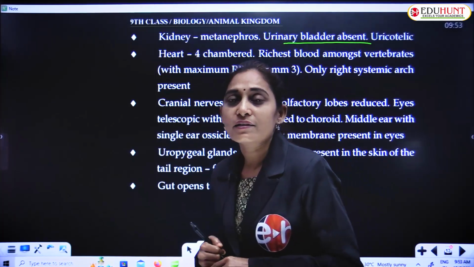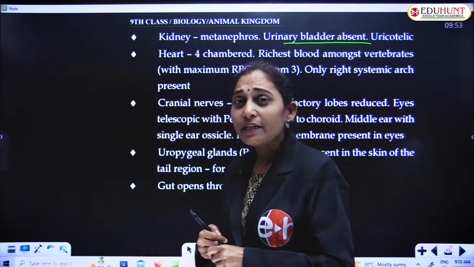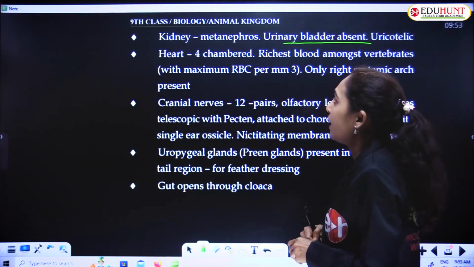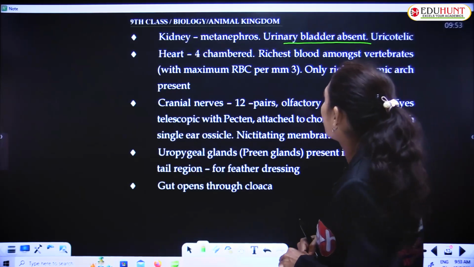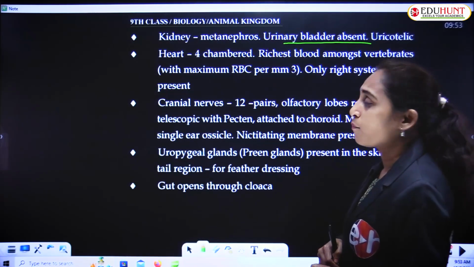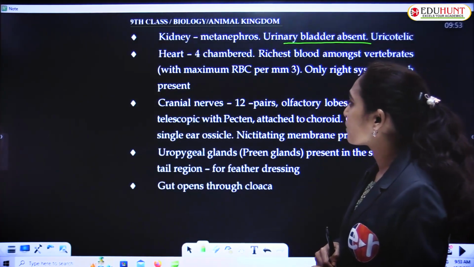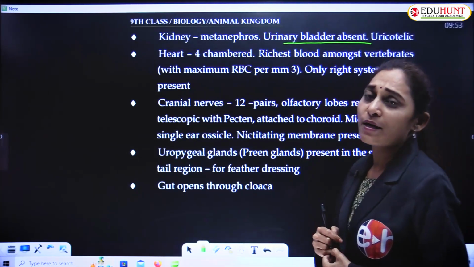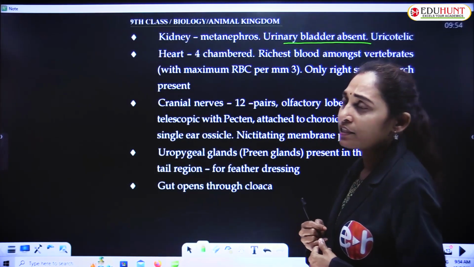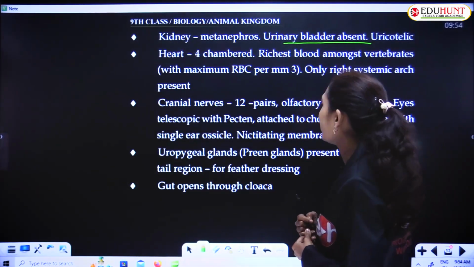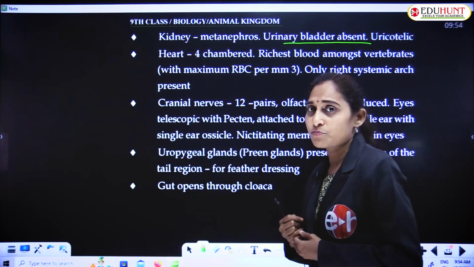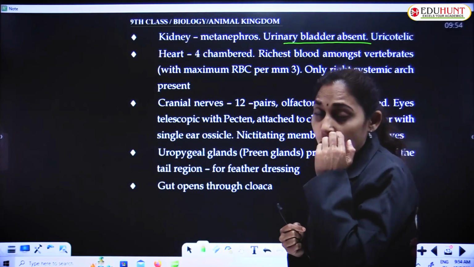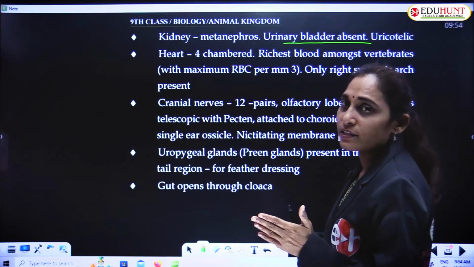Uricotelic is nothing but they excrete uric acid. Heart is four-chambered and has the richest blood amongst vertebrates, that is with the maximum RBC per cubic millimeter. Only the right systemic arch is present, the left is absent. Why? Because this is also another adaptation.